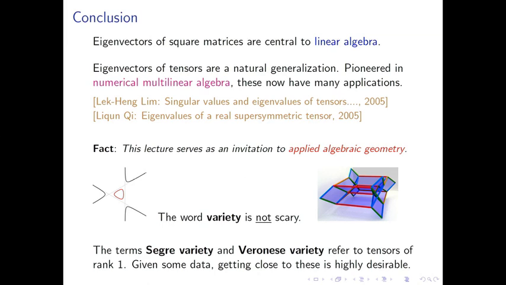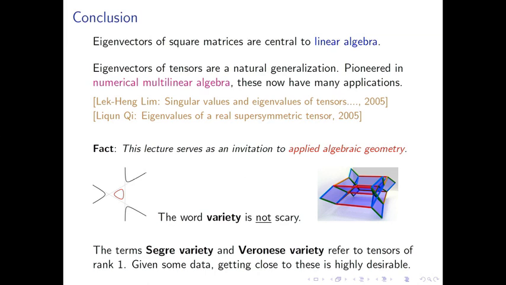So, conclusion. Eigenvectors of square matrices are central to linear algebra. Linear algebra runs the world, right? We learned in the previous talk that scientific computing rests on high performance numerical linear algebra. Many things, Google and the rest of it, everybody rests on linear algebra. And the concept of eigenvectors and singular values and so on is central to linear algebra.